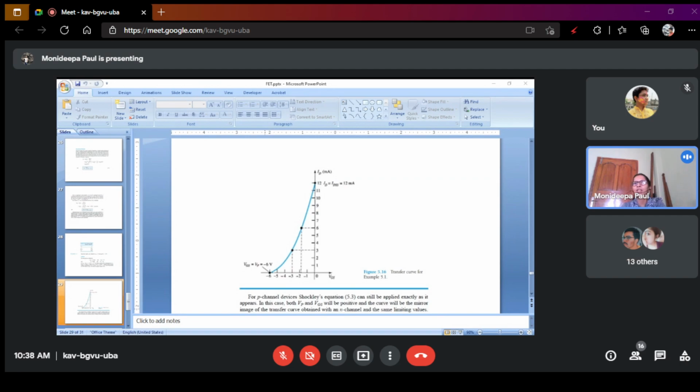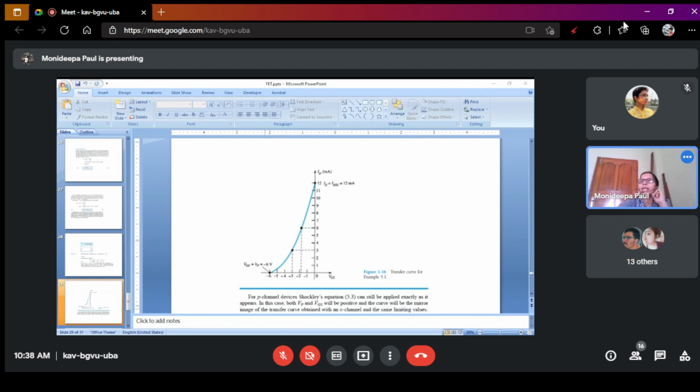The shorthand method gives a procedure. The shorthand method describes the procedure of how you get the points to draw the transfer curve. The shorthand method explains that first you assume VGS is equal to half of VP. Then if you apply VGS equal to half of VP in equation 5.3, you get the ID and IDSS relation. That means applying this assumption, you get 1 point.